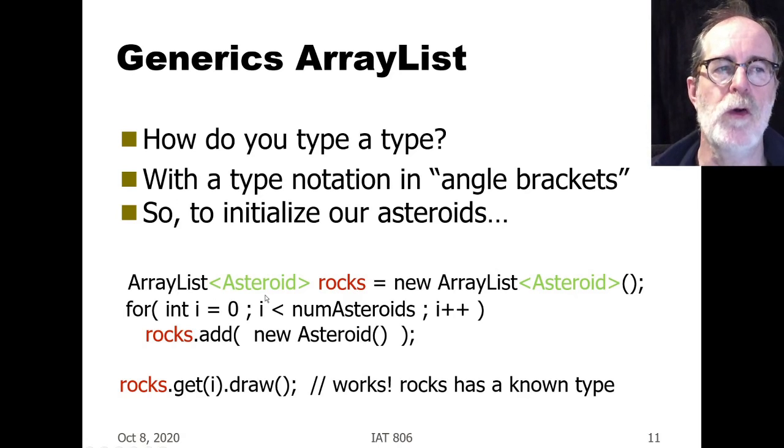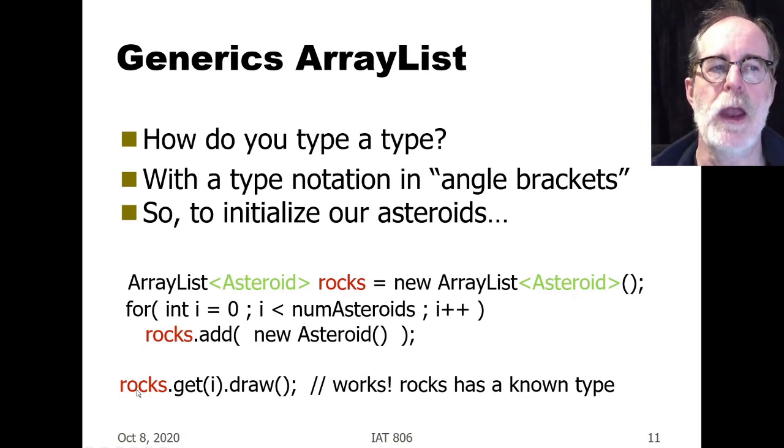So ArrayList<Asteroid> rocks = new ArrayList<Asteroid>(). So we specify the second type, Asteroid, in both the specification and the declaration, as well as in the construction here. And now what we can do is once again do this iteration through a loop to create numAsteroids, the number of asteroids. Do rocks.add(new Asteroid()). That's just like before, except it's now rocks instead of the asteroid ArrayList.